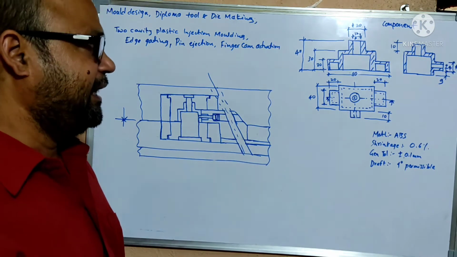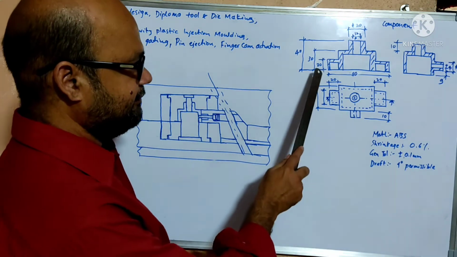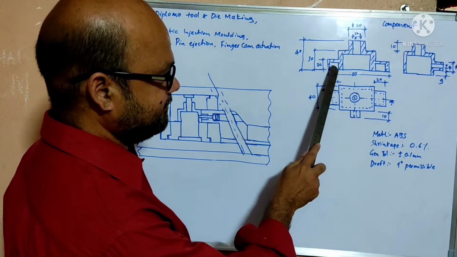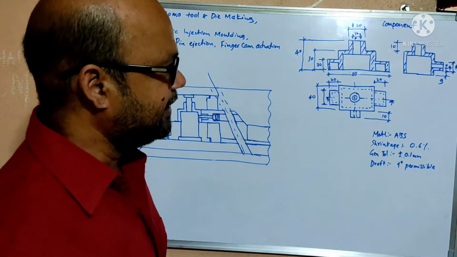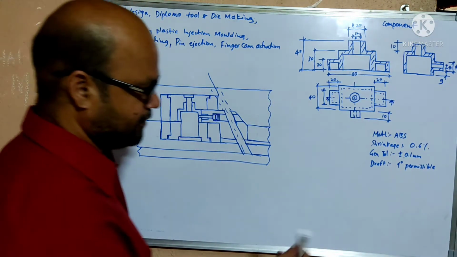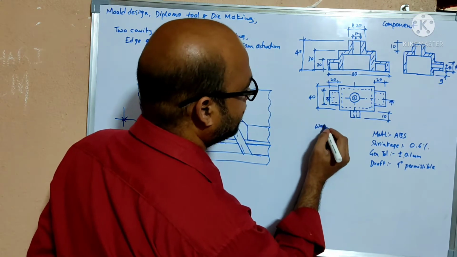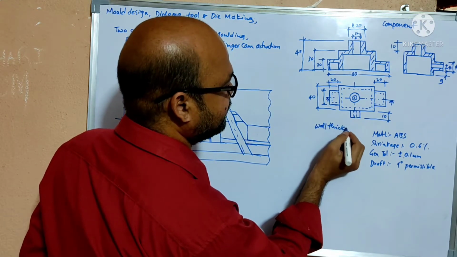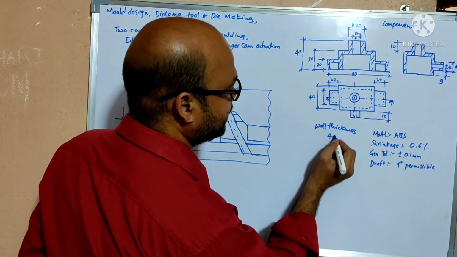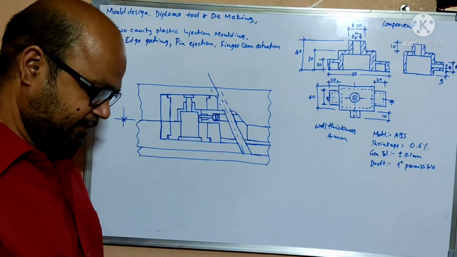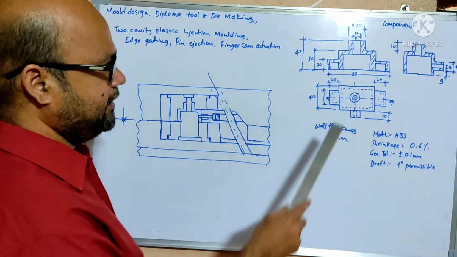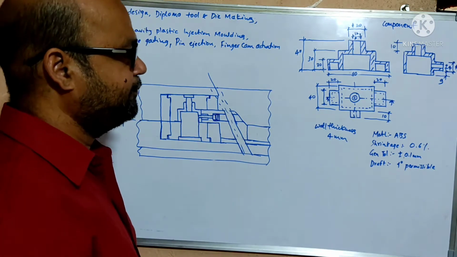You are observing, and mainly the wall thickness of the component is 4 mm. Wherever there is wall thickness, you have to go for a wall thickness of 4 mm.